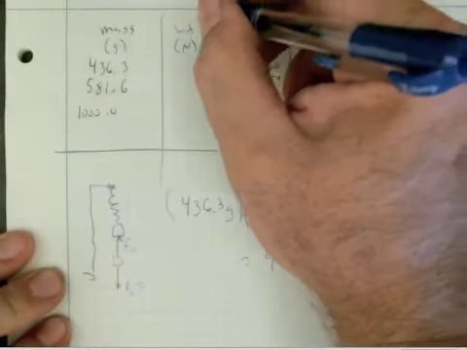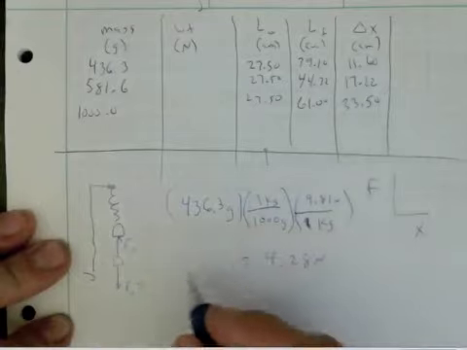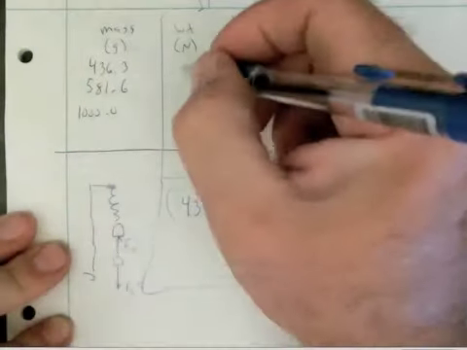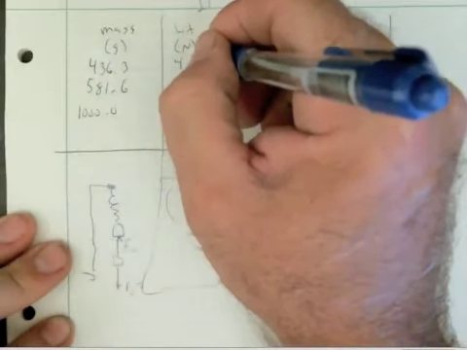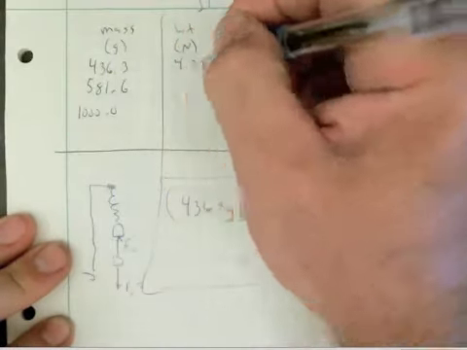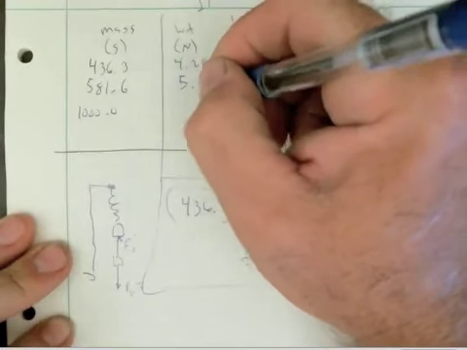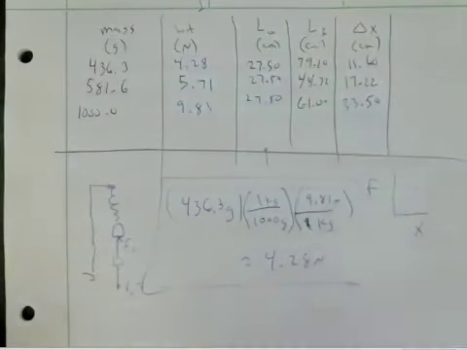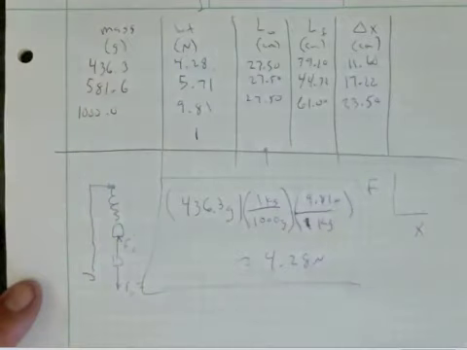So this column here is a calculated column of data, but that's okay. You're supposed to have one sample calculation, which I've done, and the rest I'll just do on my calculator. This column is 4.28 newtons. This column here is 5.71 newtons, and this one's 9.81 newtons. So now I have my data. I'm going to graph the weight, which is the same thing as the restoring force, versus the stretch. And I'll do that here.